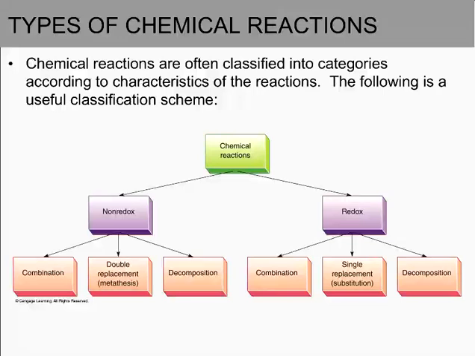And you'll notice that at the top we have just chemical reactions. So that's our blanket term for all reactions. And then we're dividing that into two categories, non-redox reactions and redox reactions. And we're going to discuss what that means, but you'll notice that each of those categories have subcategories associated with them. So today we'll just focus on non-redox versus redox reactions, and then in the next lecture we'll dive more into the lower categories.